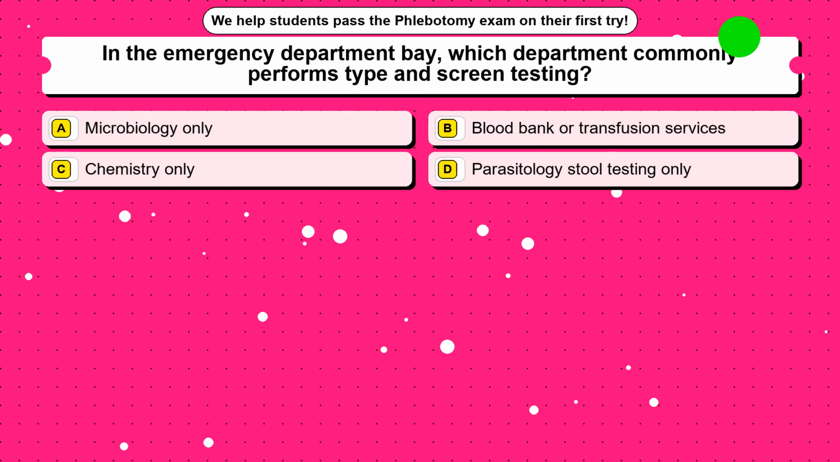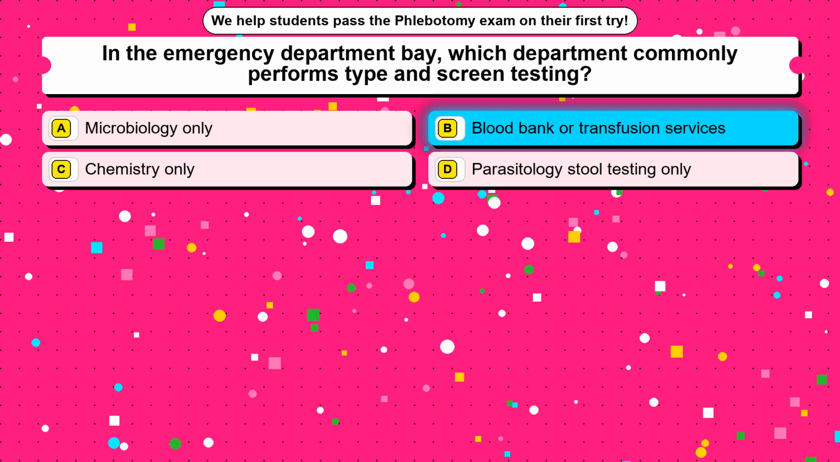Question 73. In the emergency department bay, which department commonly performs type and screen testing? Option A, microbiology only. Option B, blood bank or transfusion services. Option C, chemistry only. Option D, parasitology stool testing only. The correct answer is option B. Blood bank or transfusion services.